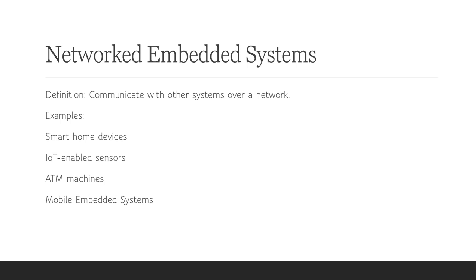What are examples of networked embedded systems? Smart home devices, such as automatic light controls, automatic fan controls, and TV monitoring. IoT-enabled sensors, as some vehicles have sensors. Next, ATM machines: when we insert the card, it accesses your card and shows your data. These are the main examples of networked embedded systems.